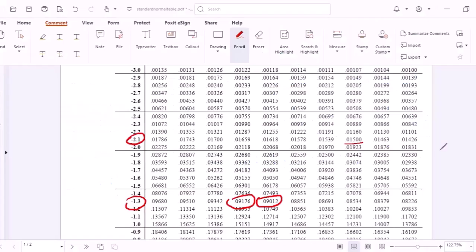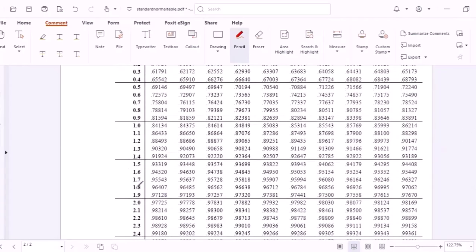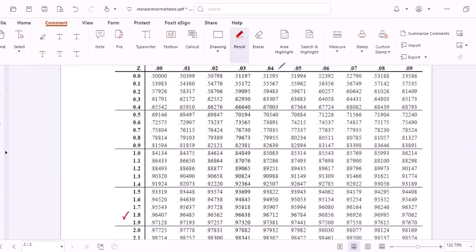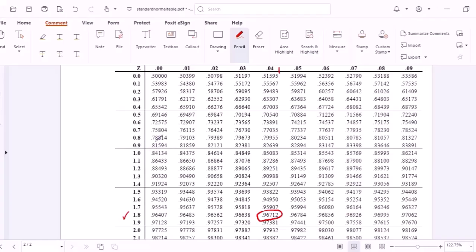For 1.84, let me move to 1.8, this is 1.8, and for 4 the column is this one. So 1.84 is 0.967. So 0.967 minus the probability that z is less than or equal to 0.34. For 0.34, this is 0.3, and 4 is this one, so the value is 0.633.